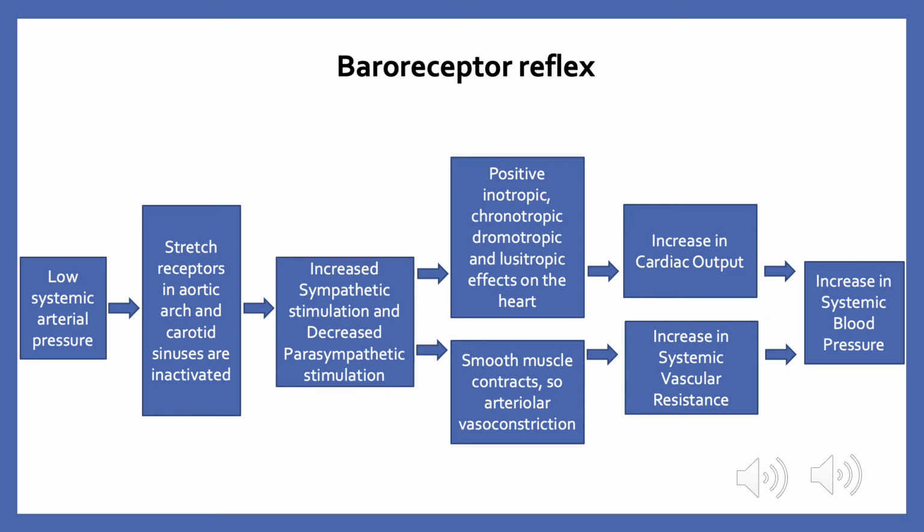And as you can see in our flowchart, all the effects on the heart will lead to an increase in cardiac output, and all the effects on the arterioles will result in an increase in systemic vascular resistance. And as cardiac output multiplied by systemic vascular resistance results in mean arterial blood pressure, and we are currently aiming for an increase in cardiac output and an increase in systemic vascular resistance, that means that automatically we will be achieving an increase in systemic blood pressure.